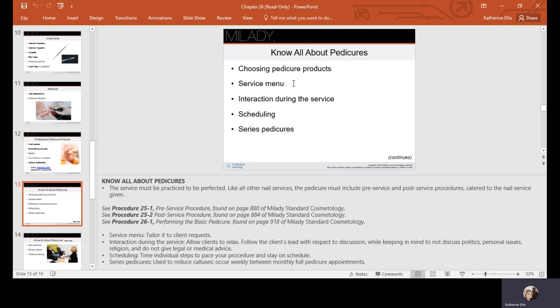Scheduling, you know, you'd want to schedule them to come back when you've checked them out from the service. It's that repetitive clientele that keeps your business going.